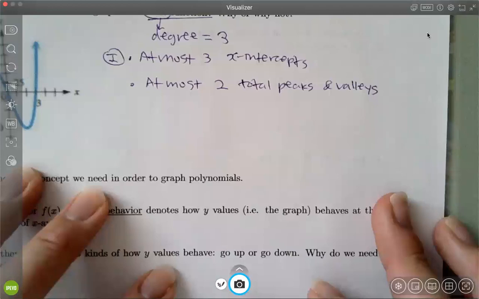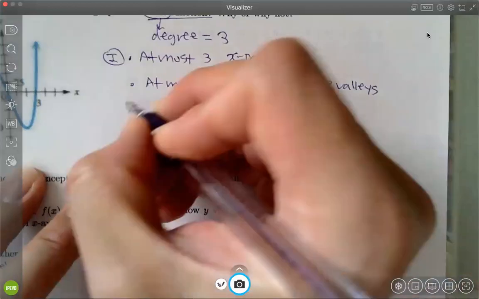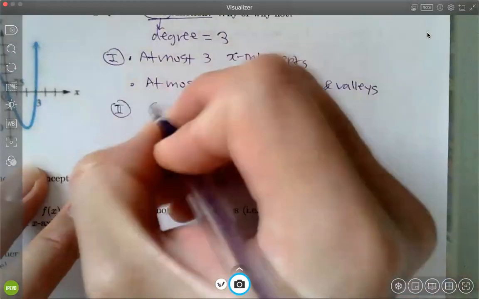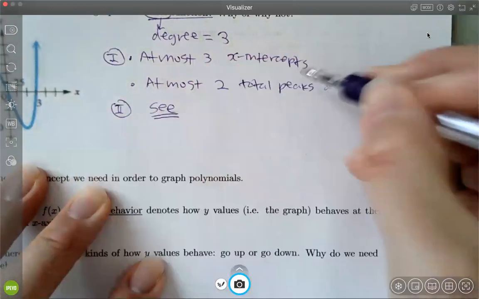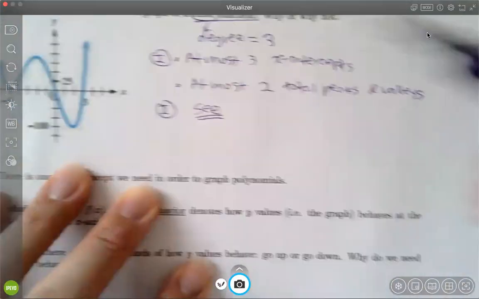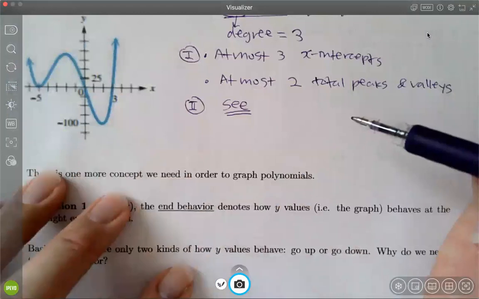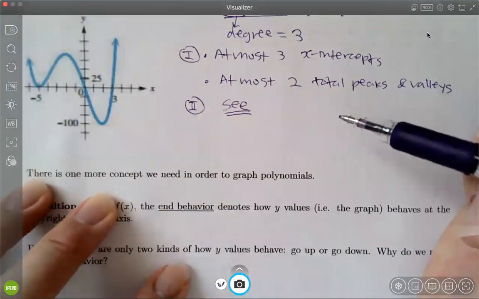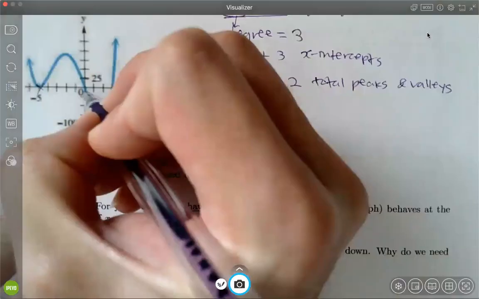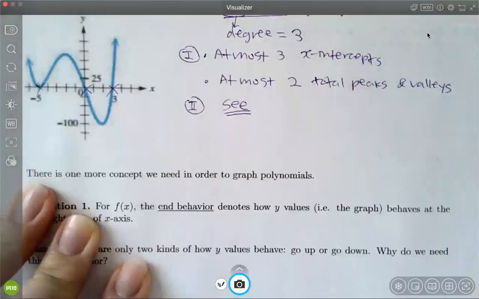Okay, so now let's see whether these are the case for the given graph. Does the graph have 3 x-intercepts? Yes, right, 1, 2, and 3. Okay, so this one is good.